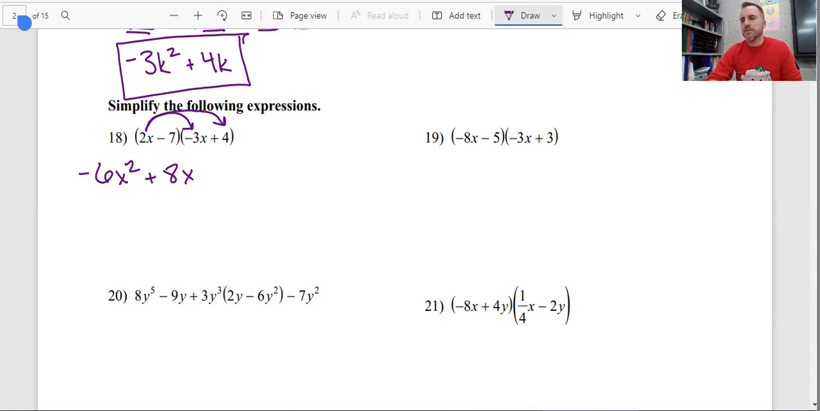Now I have to multiply -7 by -3. That gets us a positive 21x. And -7 times 4, which gives us -28. Then the last step, you want to combine some like terms. We're not solving for x here. There's no equal sign. We're not trying to say x is a certain number. We're just taking an expression and simplifying it. So 8x plus 21x makes 29x. And then the negative 28 just comes down here.